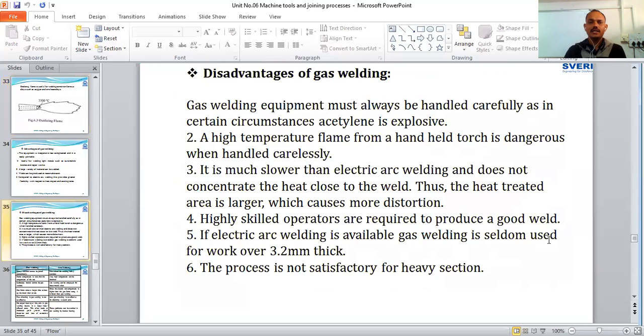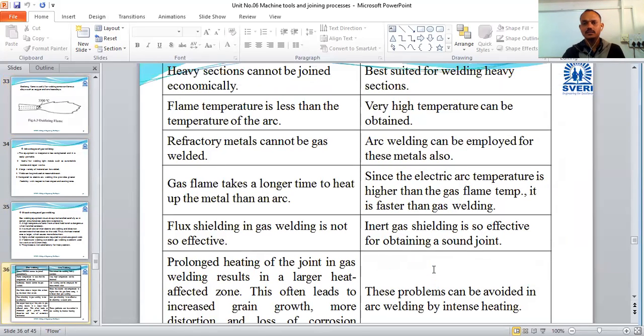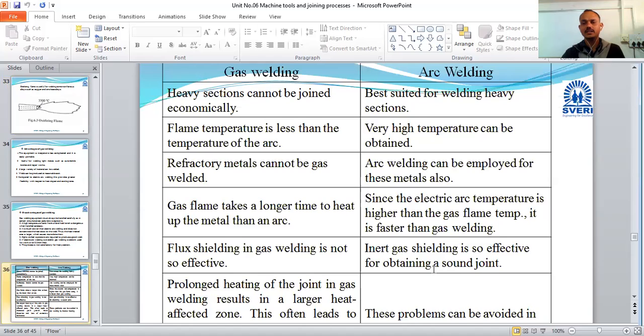Now these are the advantages and disadvantages that we have seen in previous lectures. Now this is the comparison, so please read this. This one is very important, and I think you have to write it. Can you write it? Yes sir. So this one is very important.